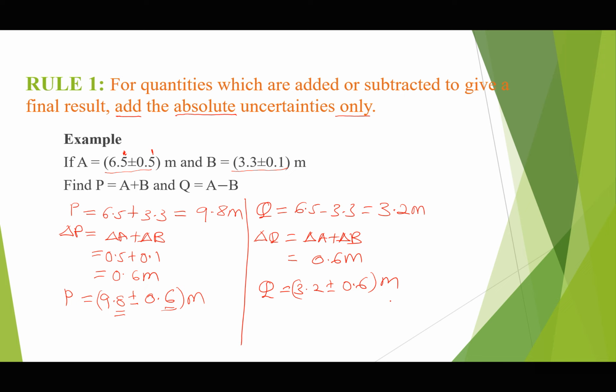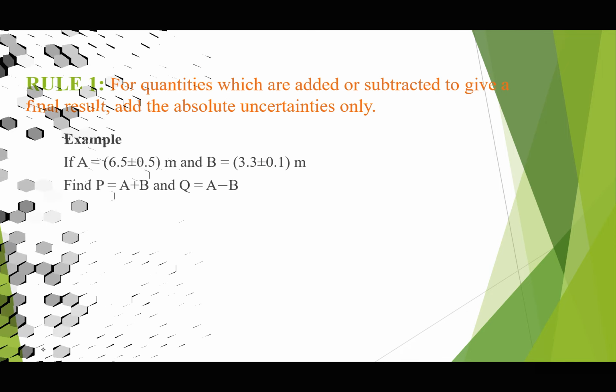That is rule number 1. We only add absolute uncertainties if quantities are being added or subtracted. Note that P was being added and Q was being subtracted. The rule says we only add uncertainties. We never subtract uncertainties, whether it is addition or subtraction. Let's proceed.